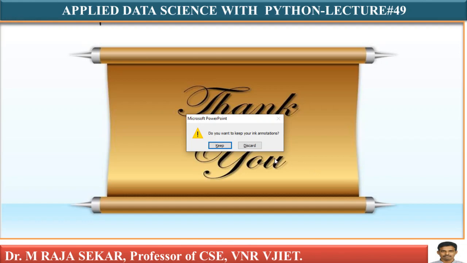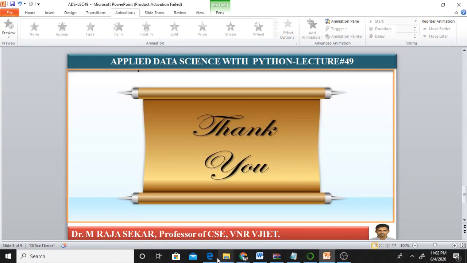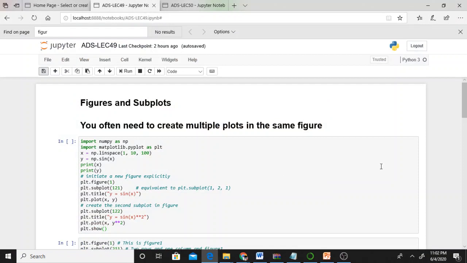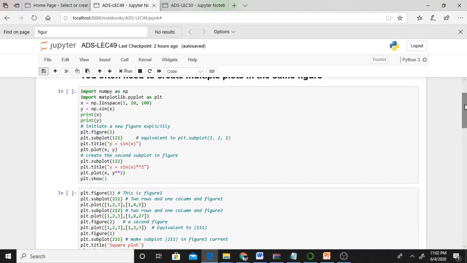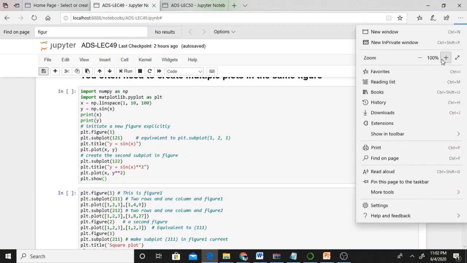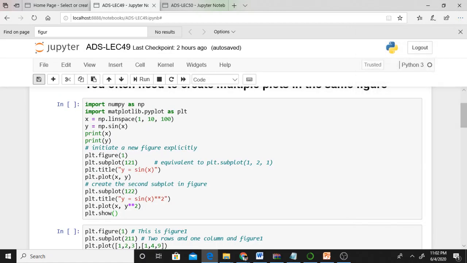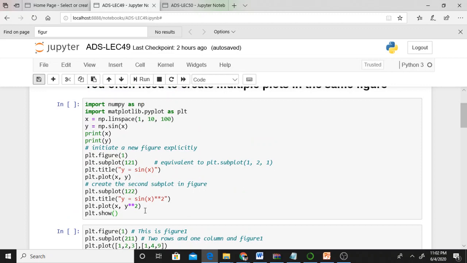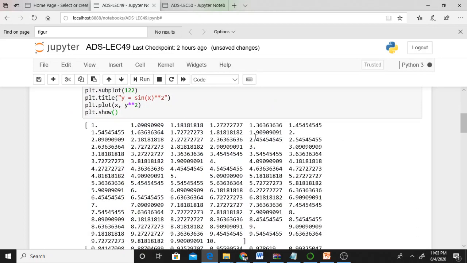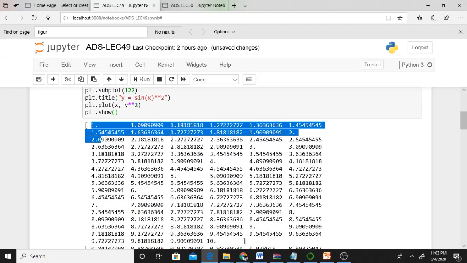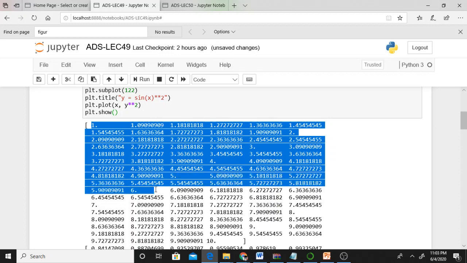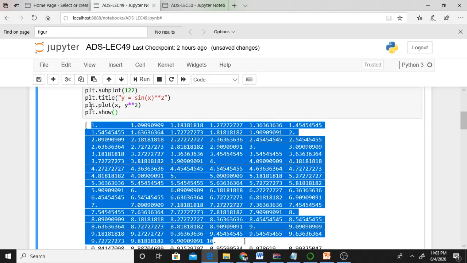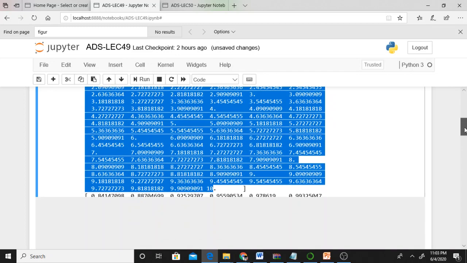Let me go to our Jupyter notebook where we will try to understand this code. Just see what it says: import numpy as np, and the same code, similar code which I discussed in the PowerPoint presentation. Let me run this code. What will you get? Same graph. I am printing x values. How many x values? 1 to 10. How many total x values? 100. If you count, you will get 100 values.